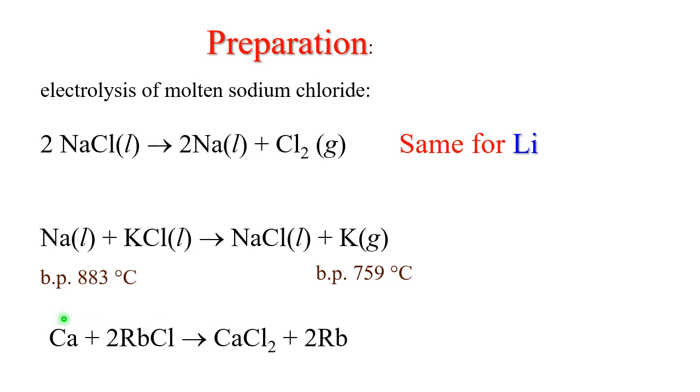A similar approach is used for making rubidium and cesium by using calcium metal and making calcium chloride, which has high lattice energy because of the 2+ ion.